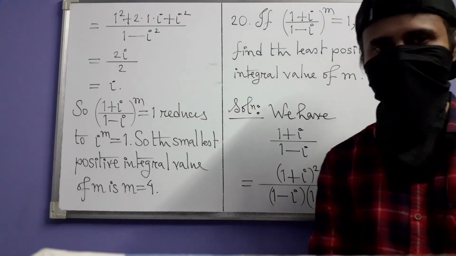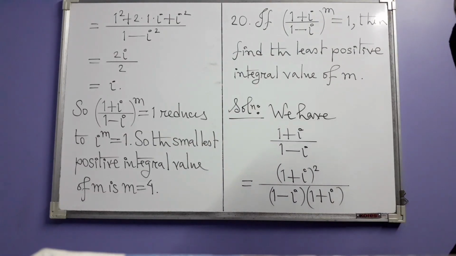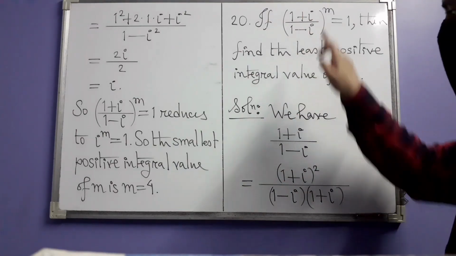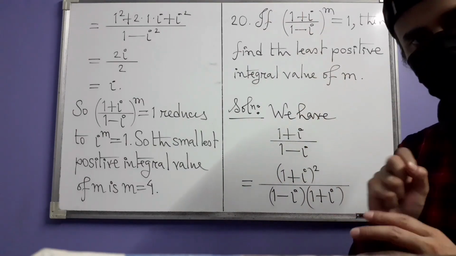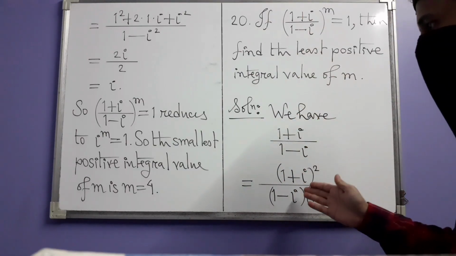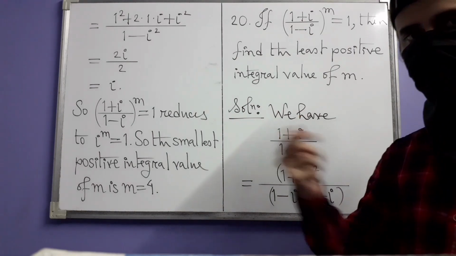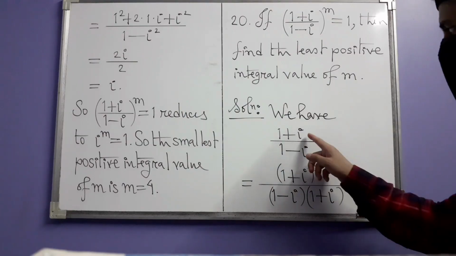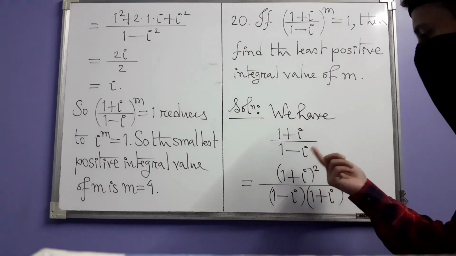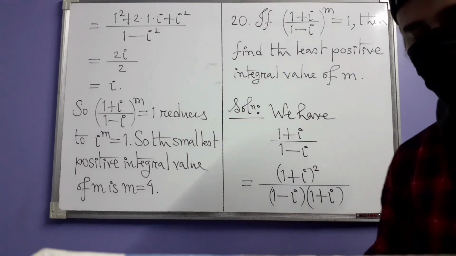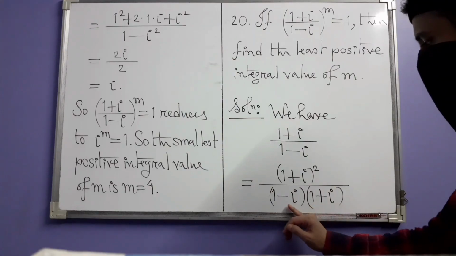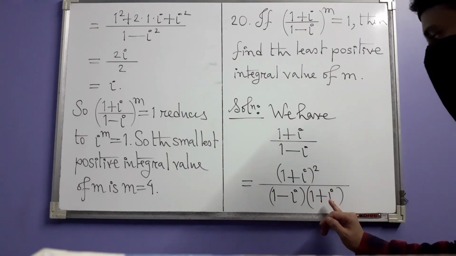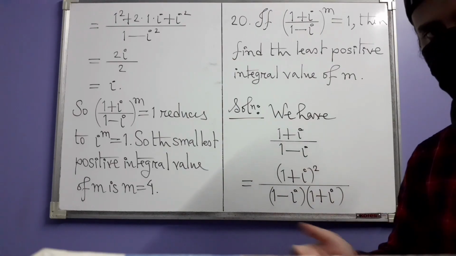To avoid unnecessary complexity, let us focus on the number (1 plus i) divided by (1 minus i) itself. Let's first simplify it, express it in the standard form, and then we will see what we can do from there. So you know what to do. You want to make the denominator real. So you multiply and divide by its conjugate, which is 1 plus i, because the denominator is 1 minus i.